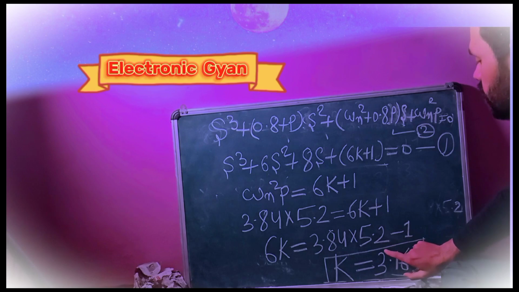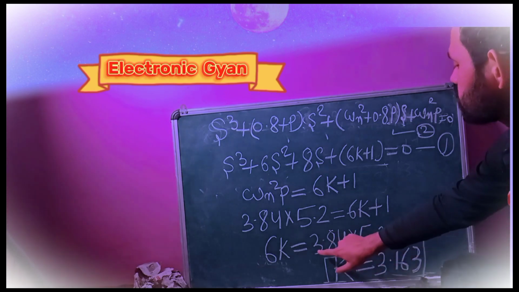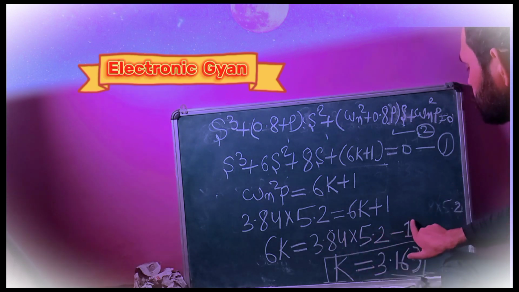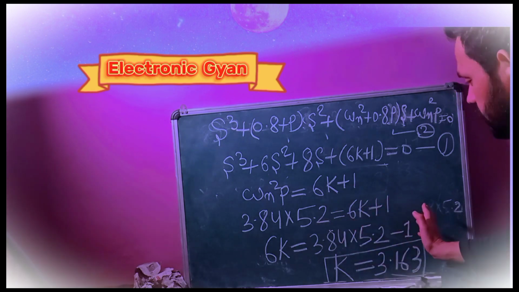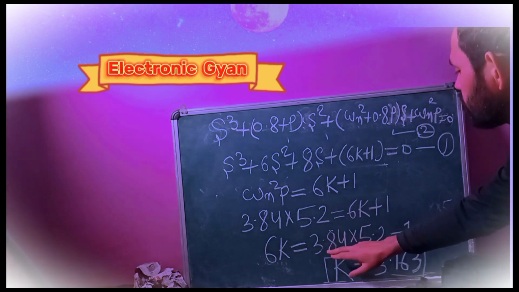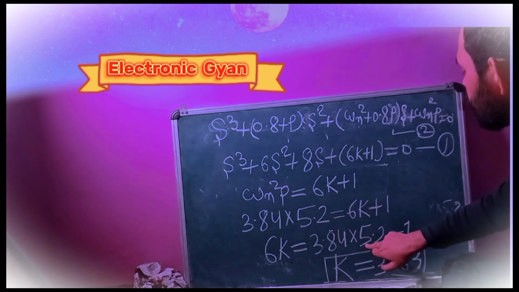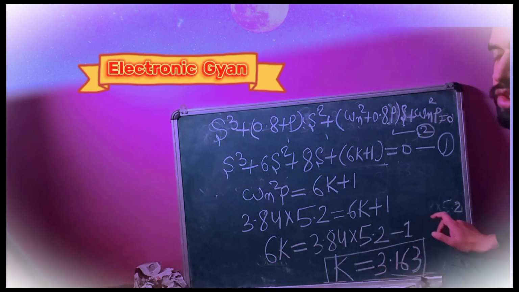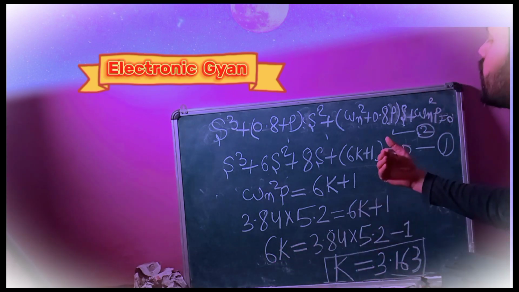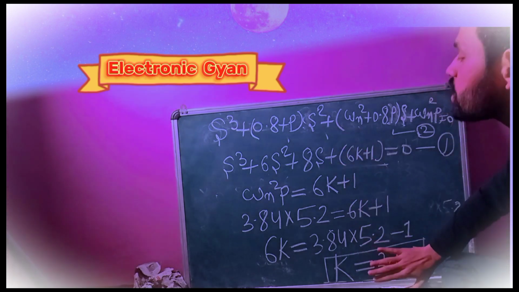When you multiply this, 5 threes are 15, 15 plus 1 is 16, minus 1 is 15. It will go to around 18, greater than 18. After that you divide by 6. This product will be 18 point something. When you divide by 6, you get k equal to 3.163. So this is the gain we have obtained for the third order system.